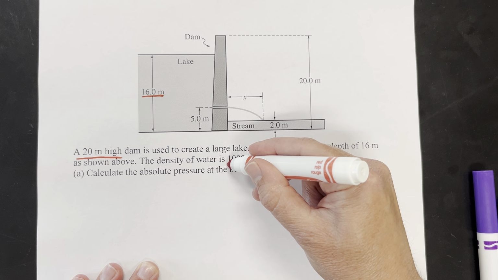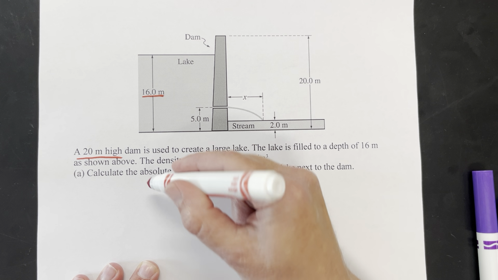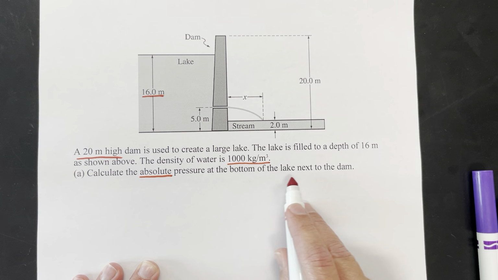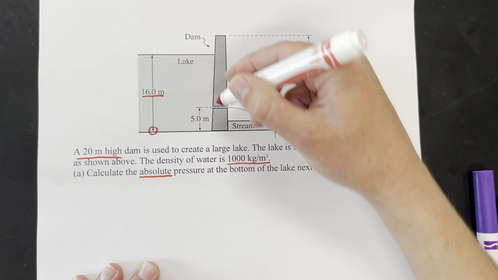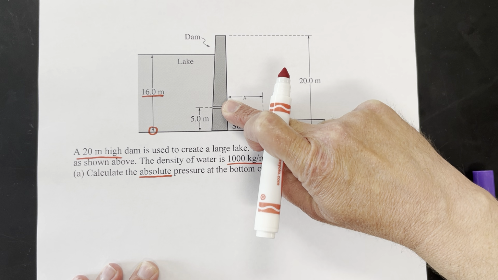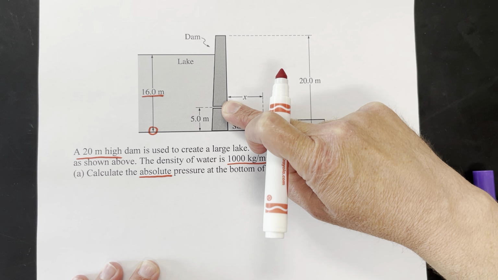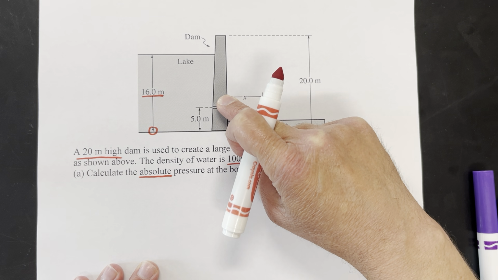The density of water, in case you forget, is 1,000 kilograms per cubic meter. Calculate the absolute pressure on the bottom of the lake next to the dam. So like right down here, what would be the pressure there? By the way, it's sort of not indicated in this one, but you want to imagine that this isn't plugged out yet, because that could affect the pressure down there theoretically. But that little valve gets opened up later in the problem here.